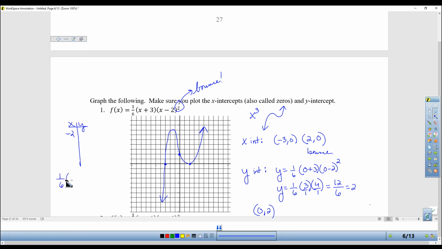So 1/6 times (-2 plus 3) times (-2 minus 2) squared. So that's 1/6 times 1. -4 when it's squared is 16. And again, when you're trying to multiply whole numbers by fractions, sometimes it's easier to do fractions times fractions. And that reduces to 8/3, which is 2 2/3. So did I go too high? I went way too high. At -2, it only would have been 2 2/3. It only would have gone that high.